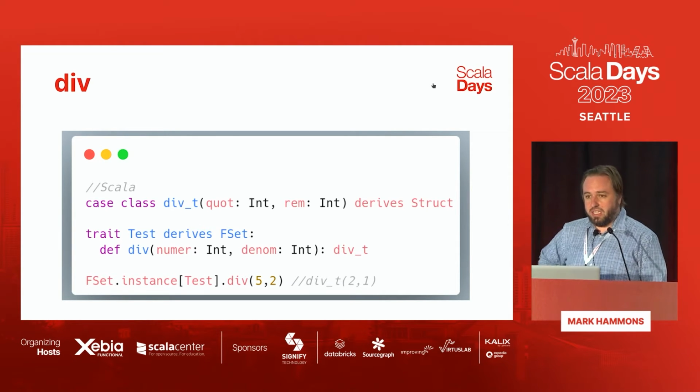Then we define a trait. The name of the trait doesn't matter, just that it derives fset, and that has a method div that takes two ints and returns the div t type. Then we can instance that trait and call the .div function, and we get back from C our case class filled out with the result, which is div t 2 and 1. The quotient is 2 and the remainder is 1.